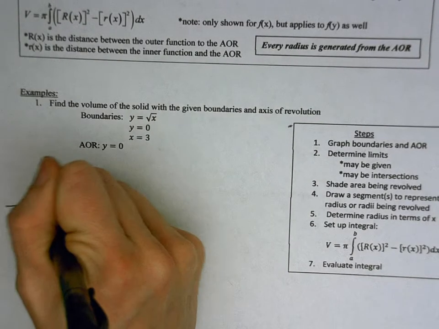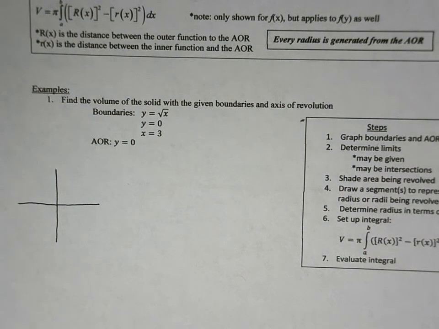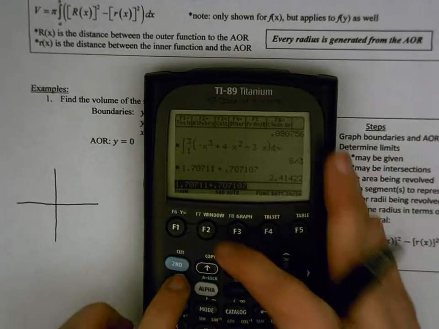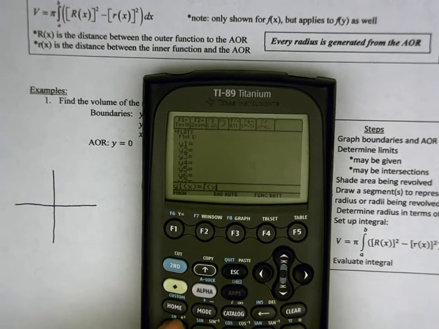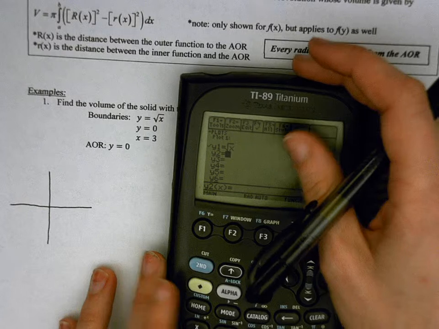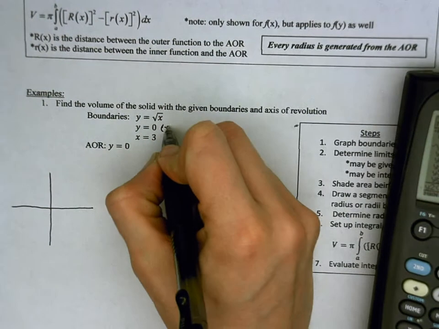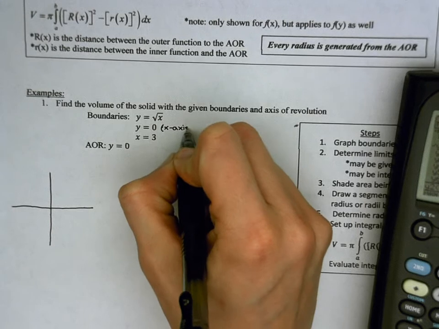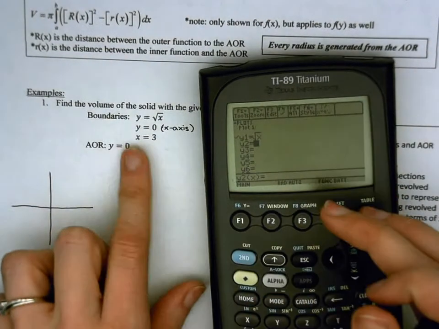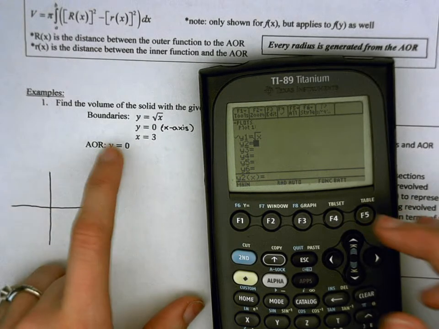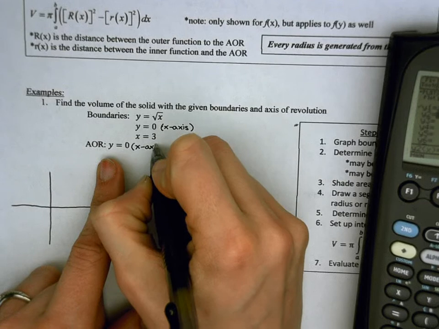Okay, so if you graph y equals root x, and y equals 0, you can put that into your calculator if you want, but remember that's just the x-axis. And x equals 3, which we are not going to graph, it's a vertical line at x equals 3. And we're going to be spinning it around y equals 0, which remember is the x-axis.